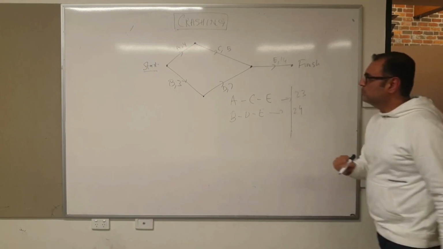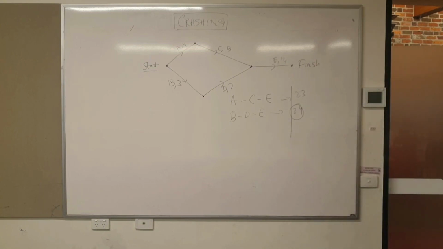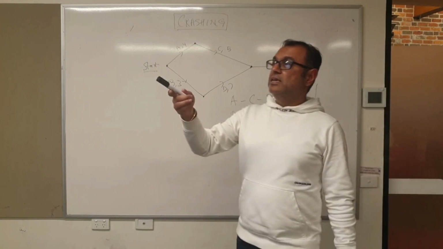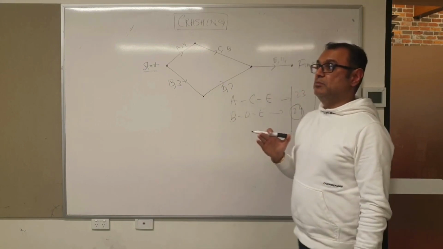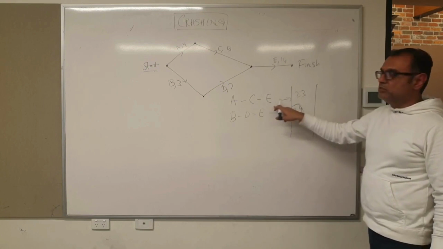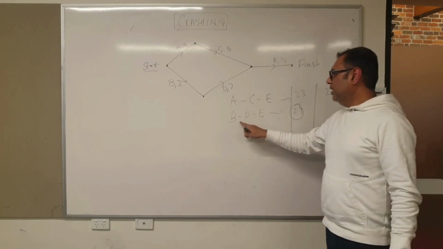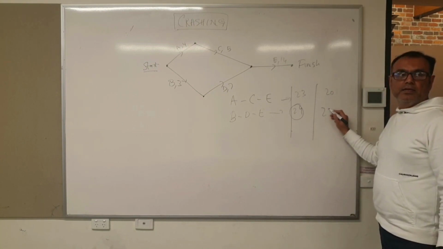Now, the critical path is 24. Let's do the maximum reductions. It says each of the 5 activities can have its completion time reduced by 1 hour maximum. 1, 1, 1. That means 3 reductions, and you get 20.